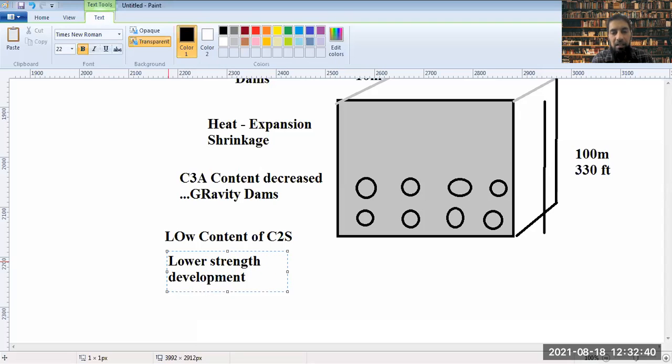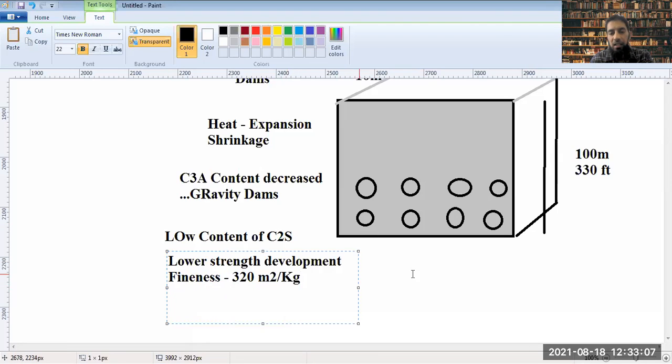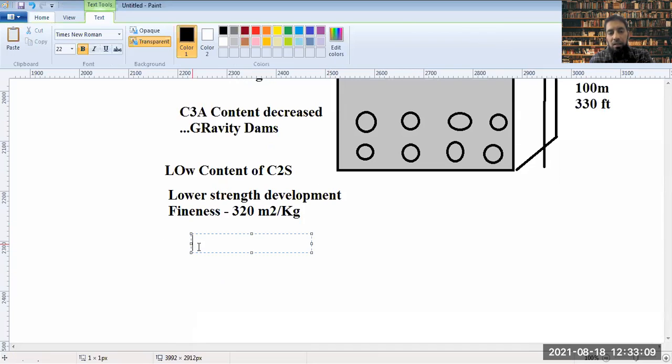So we deliberately do this. We keep the C2S content low such that the strength is not developed quickly while we are decreasing the content of C3A. So the fineness of the cement is kept very less. Surface area is kept at 320 square meters per kg. So again, due to this, the early strength development does not happen. We do not want the early strength development.